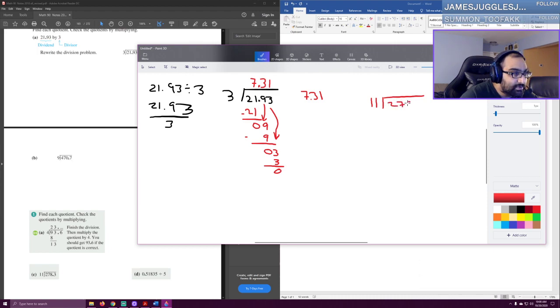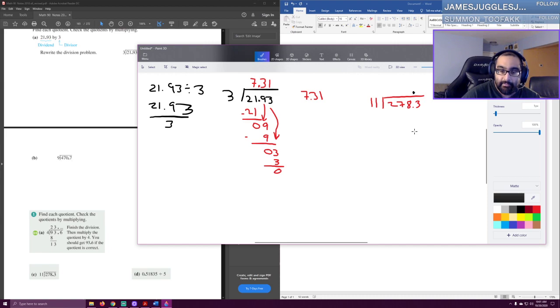So let's put 278.3, just like so. We can confirm that the number on the outside, our divisor, is a whole number, that being 11 in this case. As you can see, we want to line up our decimals. So we're going to line up the decimal right about here.